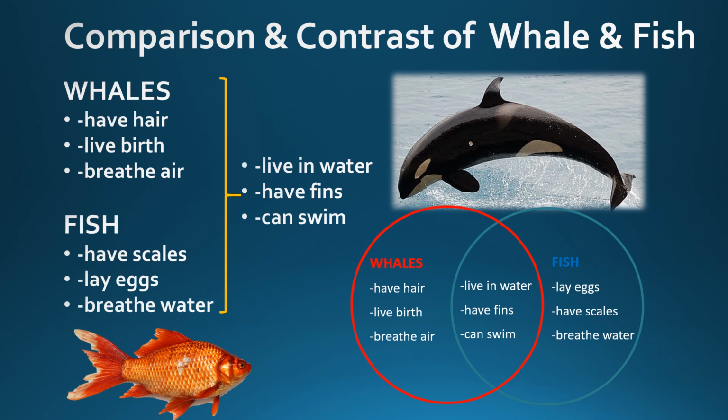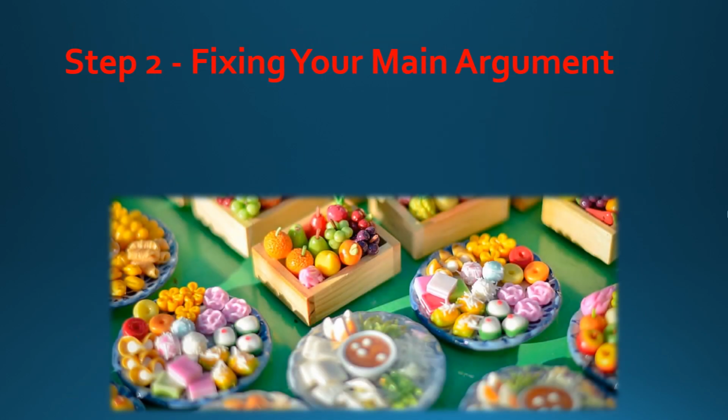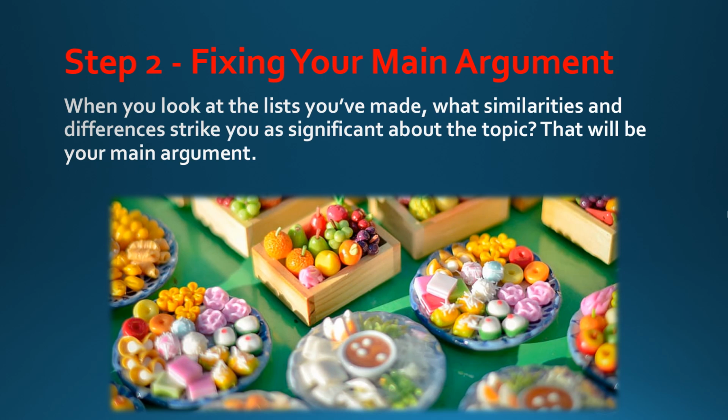In spite of these differences between whales and fish, they do have some similarities, which are: they live in water, they have fins, and they can swim. Step 2. Fixing your main argument. When you look at the lists you've made, what similarities and differences strike you as significant about the topic? That will be your main argument.